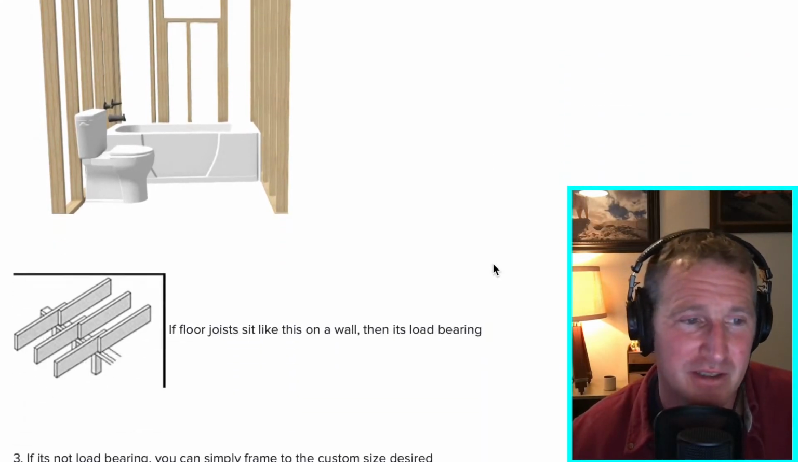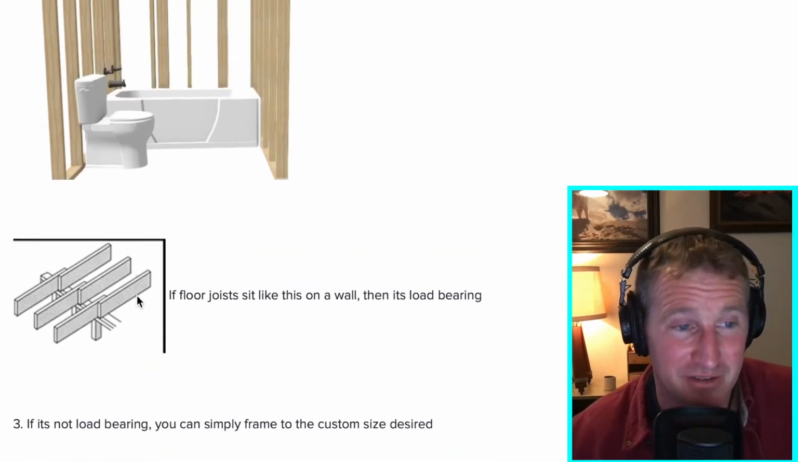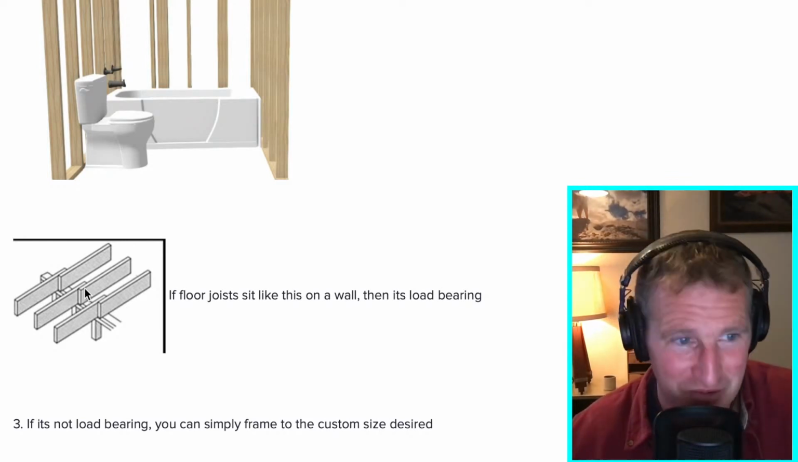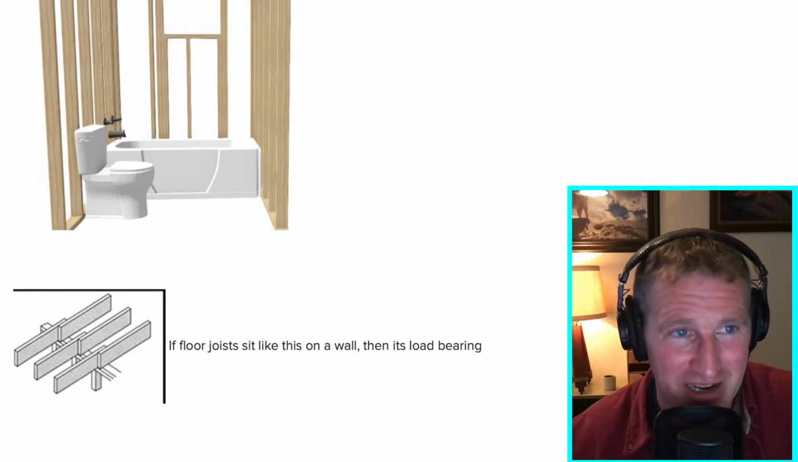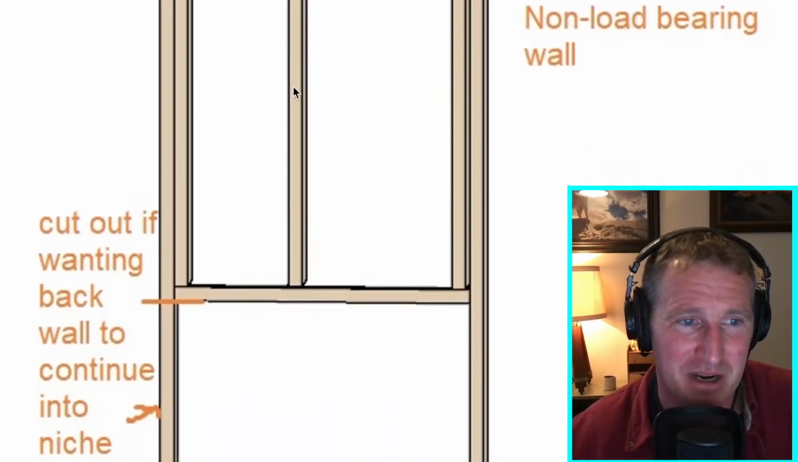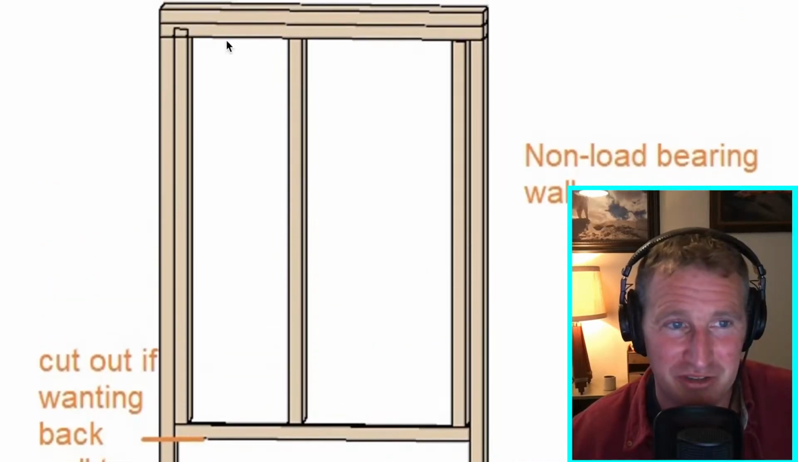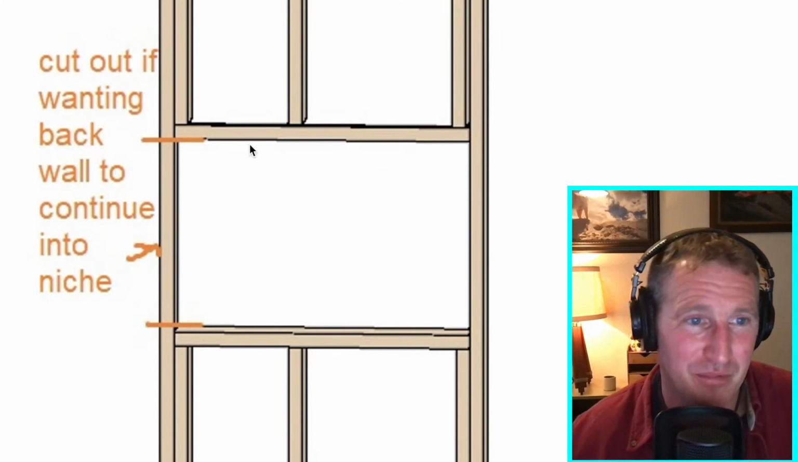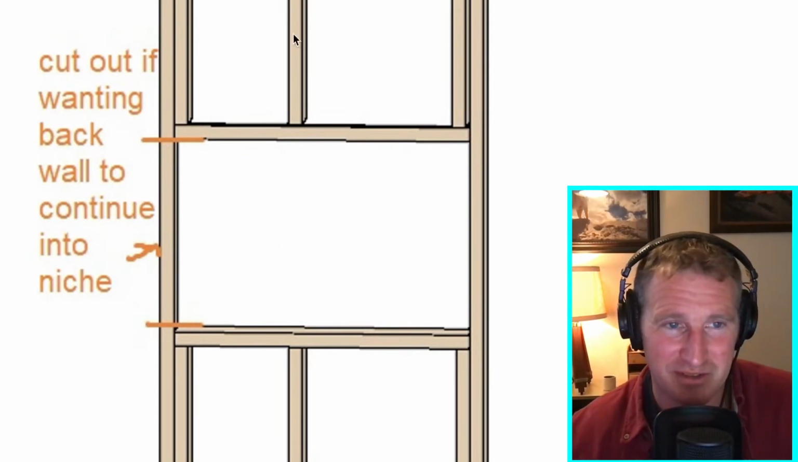But yeah, niches, so right here is the demonstration. If you have joists sitting on top of your wall that look like that, that means your wall is load-bearing and you're going to have to put a header above it. So keep that in mind. But for a non-load-bearing wall, just a regular normal wall, you can cut them all out and just bring 2x4s across because there's no load there.